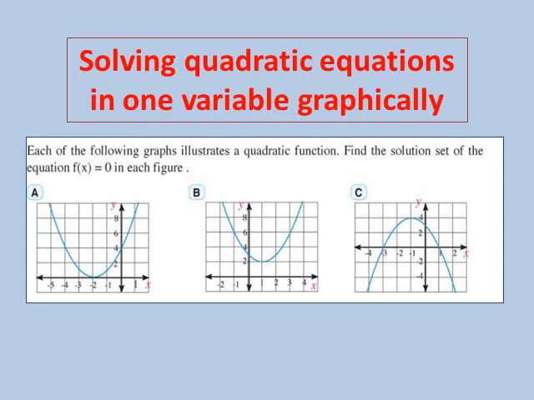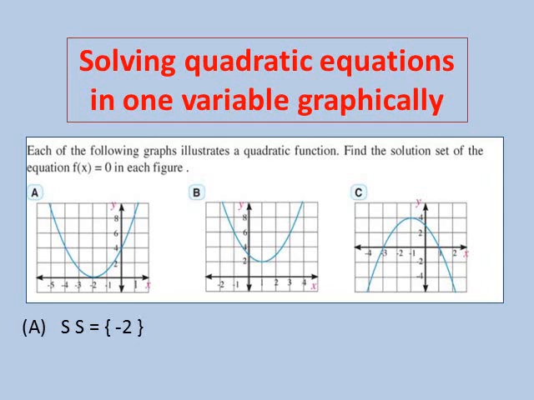In the first one, A, the curve is in blue. The curve intersects the x-axis at the point -2. So the solution set for the first graph is -2.